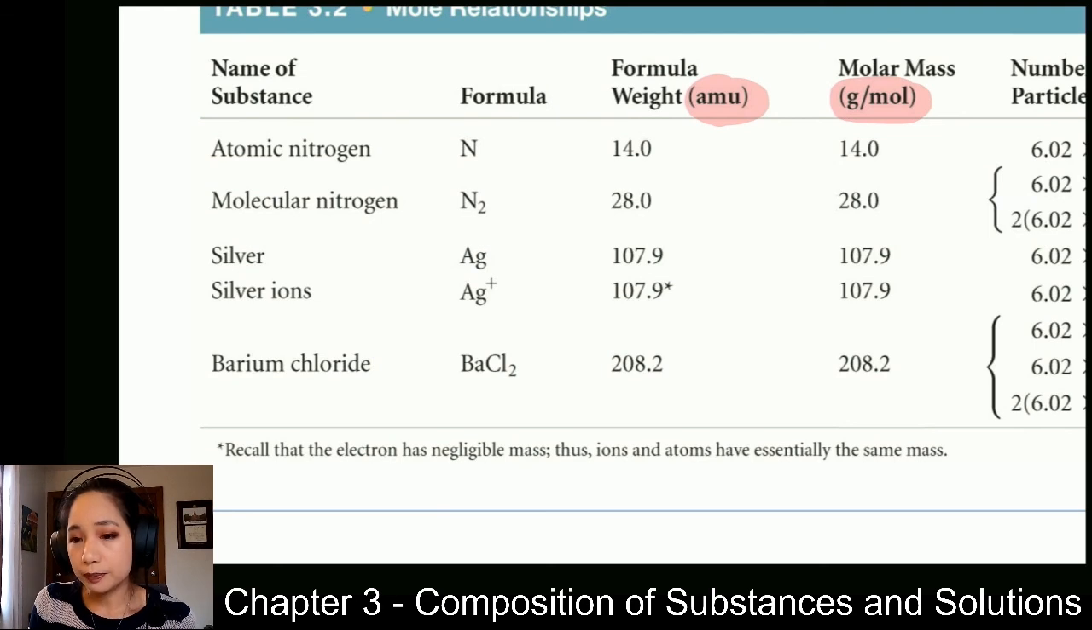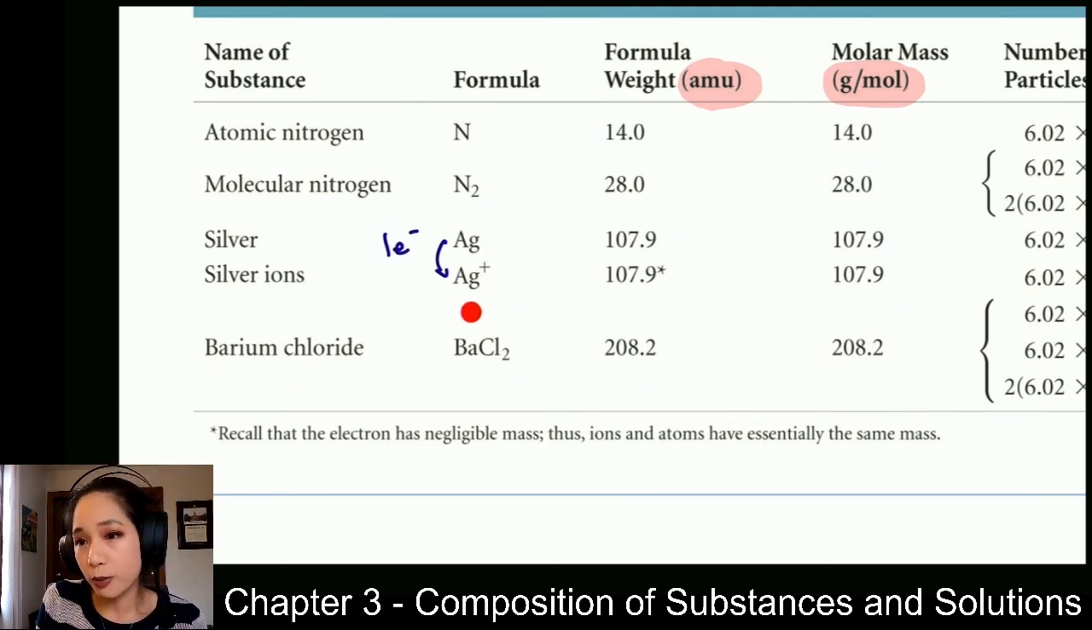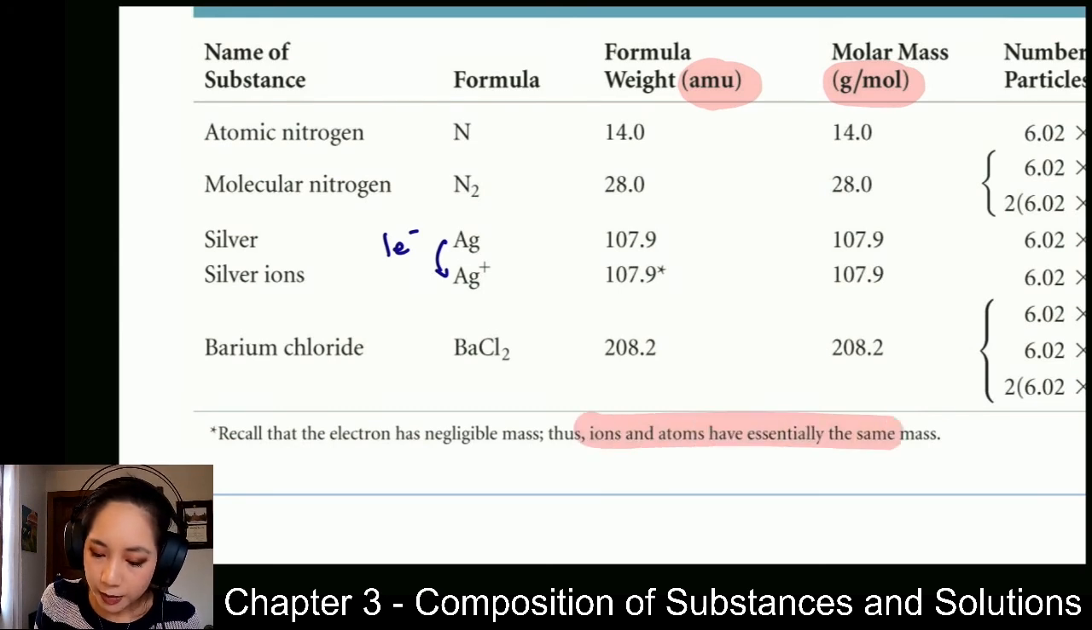Here you see silver ion. Silver has a fixed charge. When it's an ion or cation, it always forms silver plus. And so there's a difference of 1 electron. So neutral silver will lose 1 electron to make a silver ion. So you see here that the formula weight for that ion is essentially the same, whether you're talking about a neutral silver atom or a silver cation. This is because electrons have a very, very small mass. It's negligible. So ions and atoms essentially have the same mass for our purposes here.